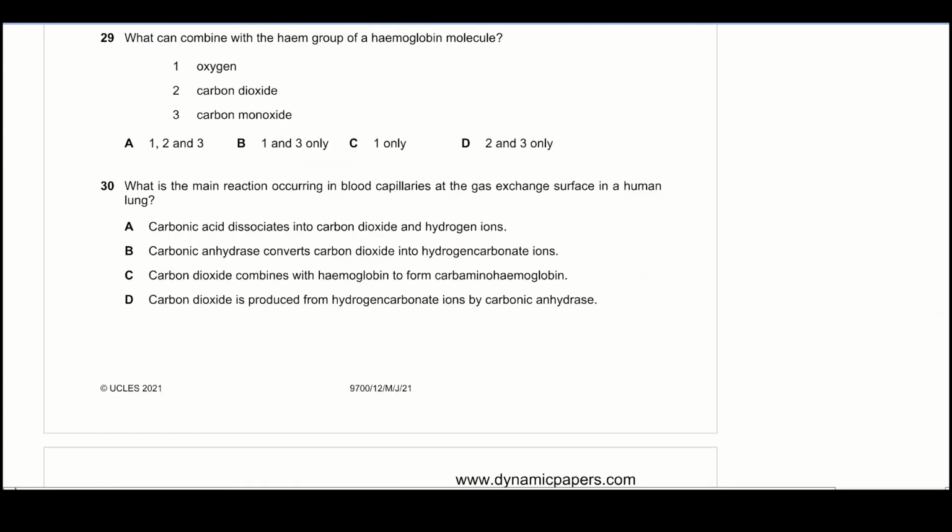29. What can combine with the heme group of the hemoglobin molecule? Oxygen. This is correct, forming oxyhemoglobin. Carbon dioxide is going to be incorrect, because it actually binds with the globin part of the hemoglobin molecule, not the heme group. And carbon monoxide definitely binds to the heme group, forming carboxyhemoglobin. Why? It's because oxygen and carbon monoxide have the same binding site. So the answer is going to be B.